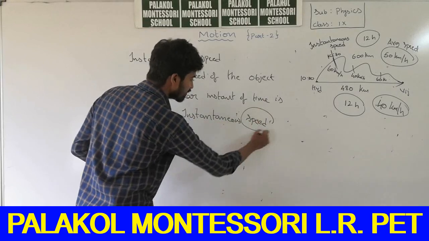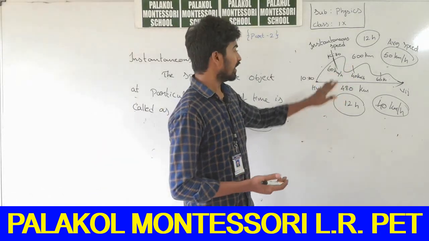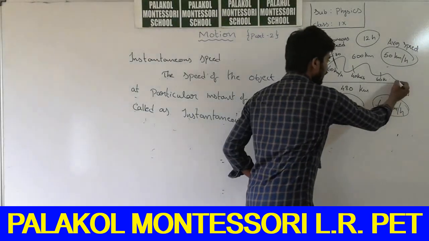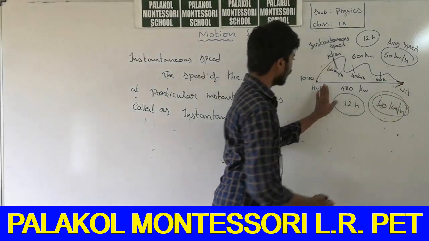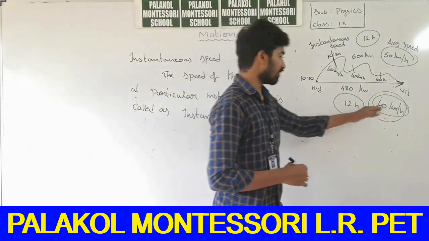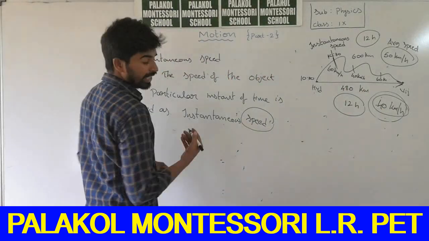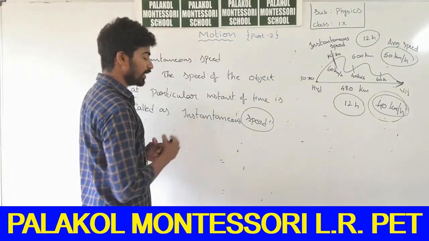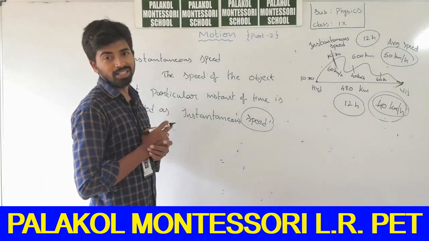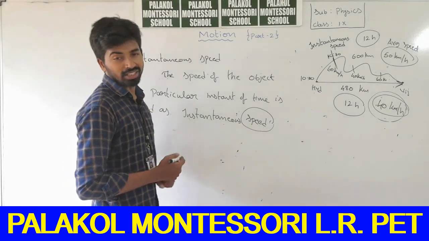Since speed is related to the distance travelled, you need not specify the direction, whereas you learnt that average velocity is related to the displacement. Hence for speed, for average speed or for instantaneous speed, you need not discuss the direction. Why? Because speed is related to the distance.